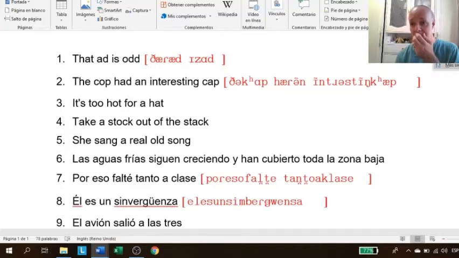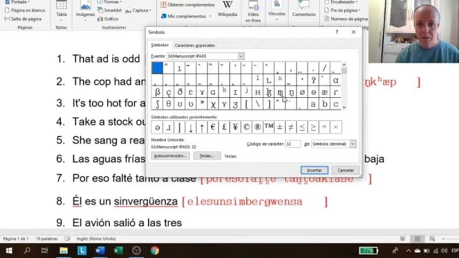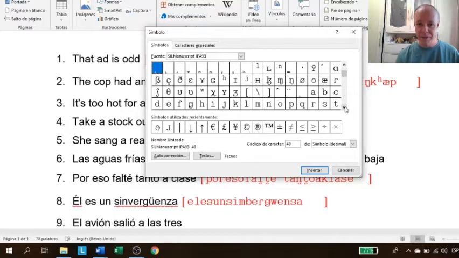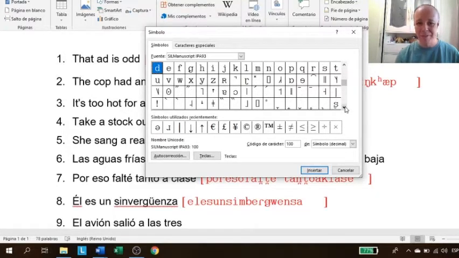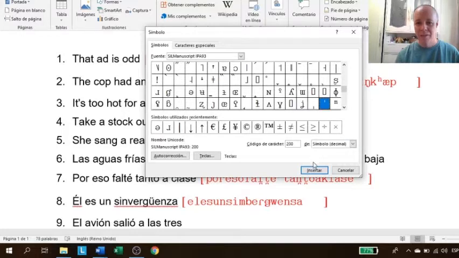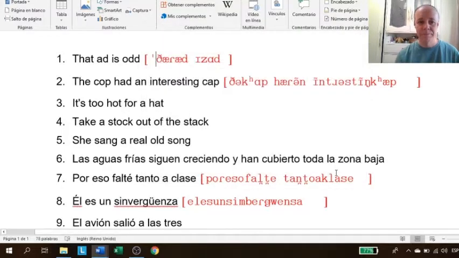So let me see, stress. Where is the stress mark? I should have prepared it before. But so that you can see how it's done too, you will probably need this in the future. Okay, here. That ad is odd. Odd has the other stress mark.